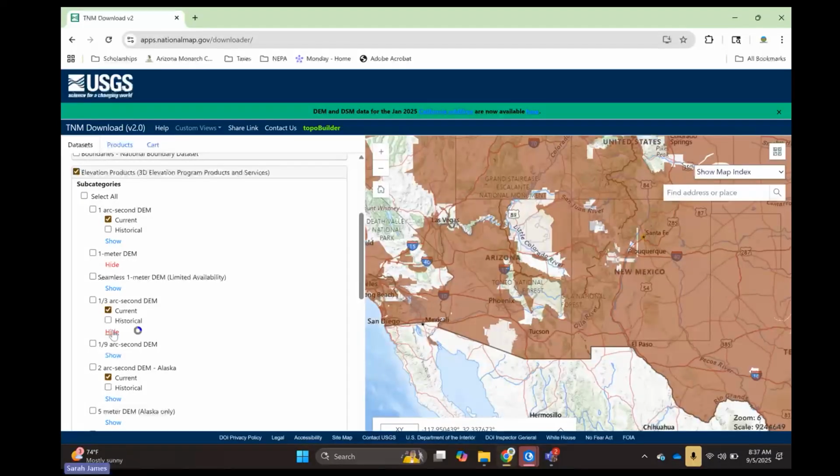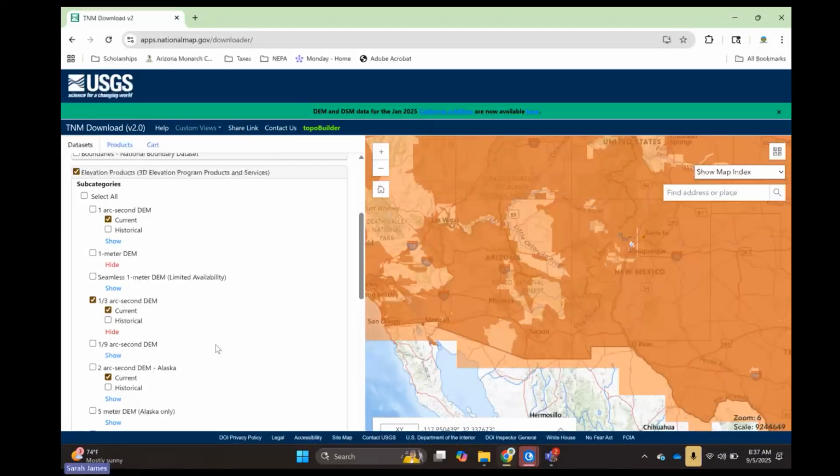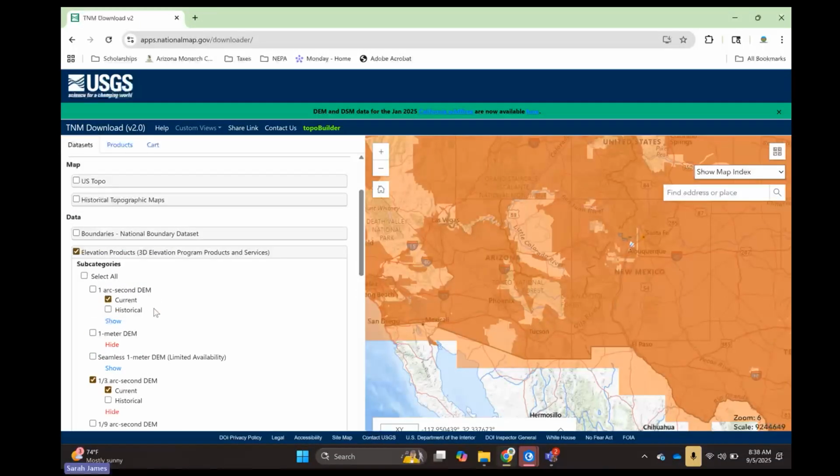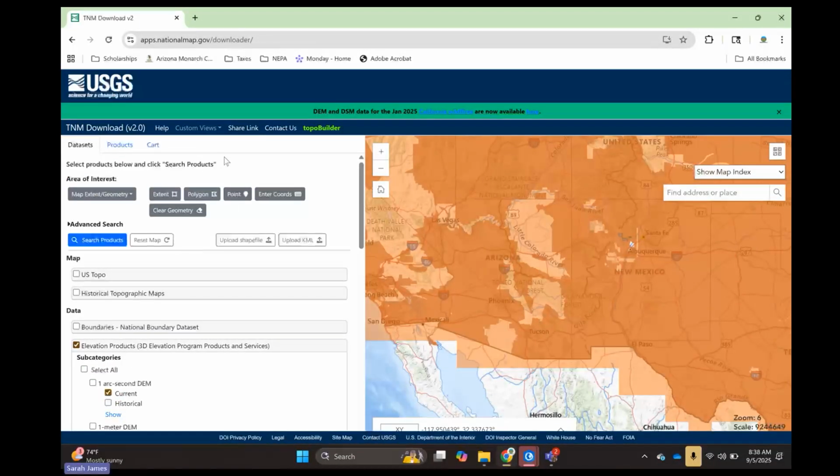However, one that we do have is the 1/3 arc second DEM, and these should be about 10 meter by 10 meter. I want to mention that because it's important to keep in mind that there still may be some error, as you can imagine. In some of these canyons, 10 meters could change a lot. If you select this, you can put in a point or an area, search products, and then download a raster data set to use in ArcGIS.